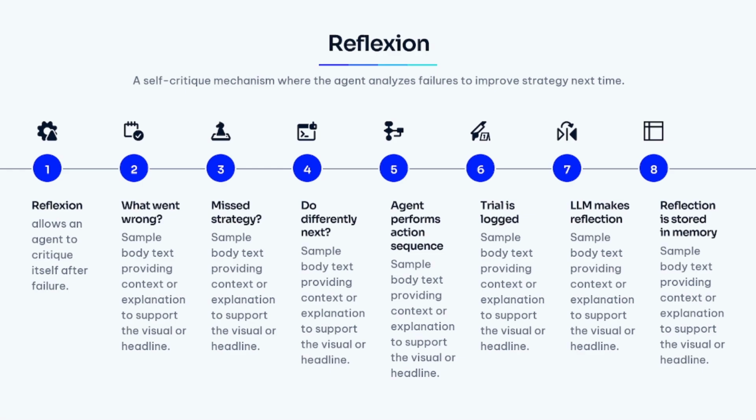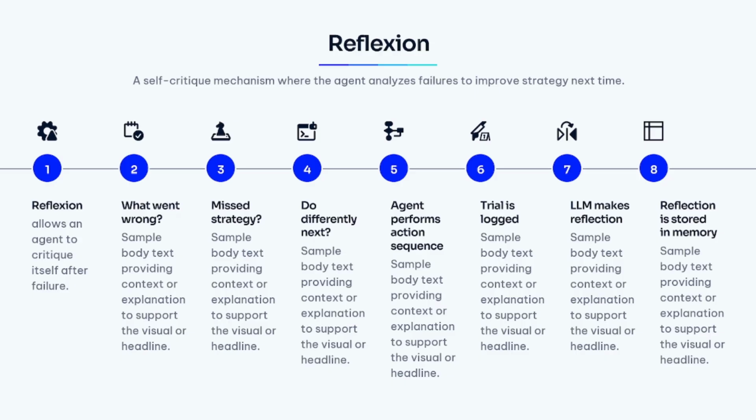So this is how the agent goes through the reflection operation. It first examines what went wrong. What strategy did it miss? Or what can it do differently next time? The agent performs actions in sequence.